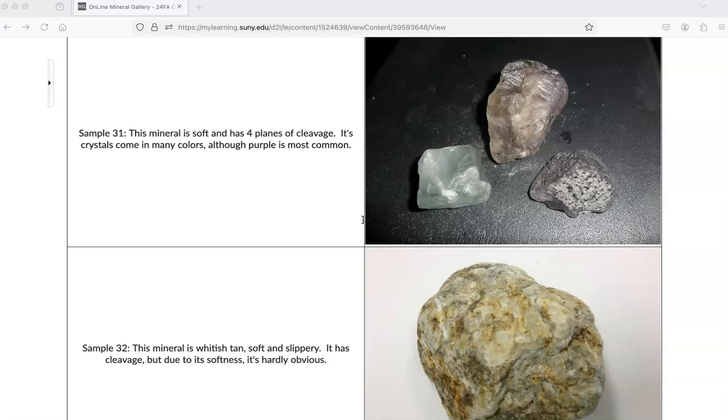So, group 1, you stop doing hardness tests. It is purple, but it is like a 4 in hardness, and it has cleavage. And amethyst doesn't have cleavage. It's just shiny, pretty purple quartz.